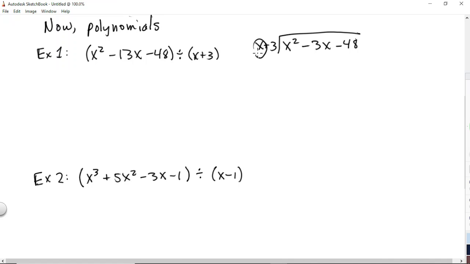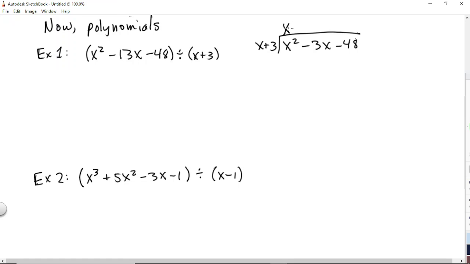How many times does x go into x squared? And it goes in x times. What that really means is that x times x, multiplying those two together, is going to give us the x squared. That's what we're looking for: a number to write on the top that we can take times this x to get that. So, think about it, and that is x.